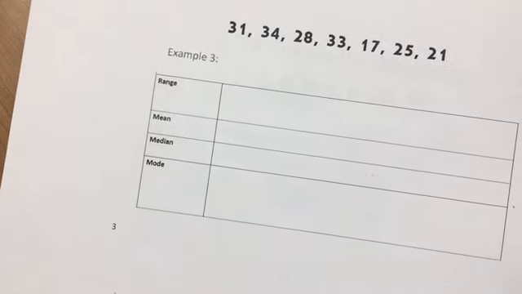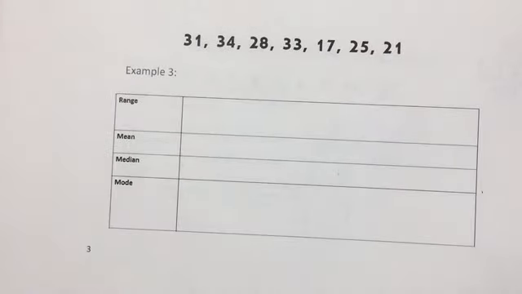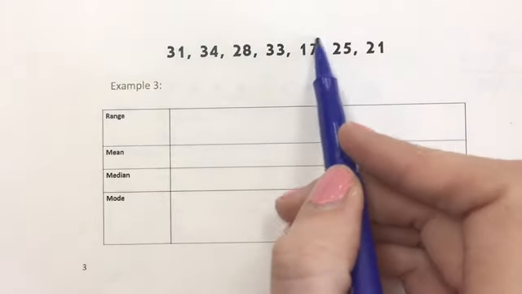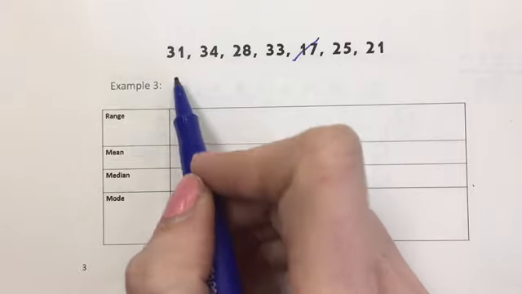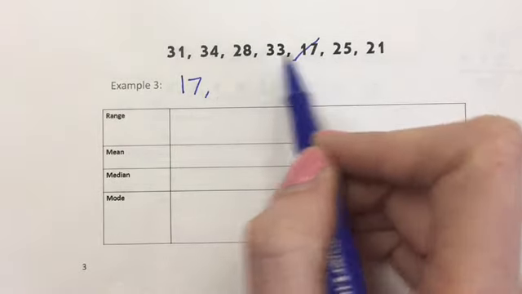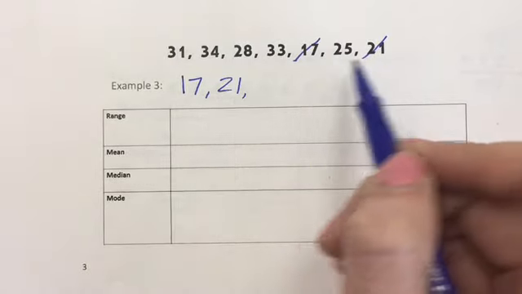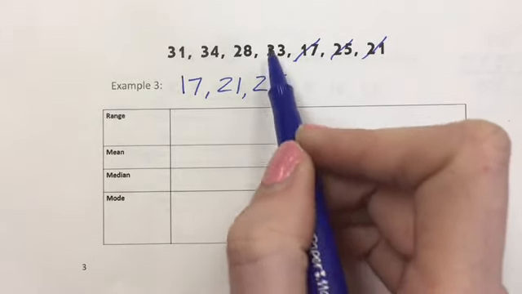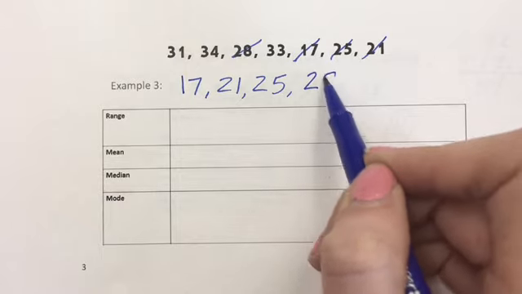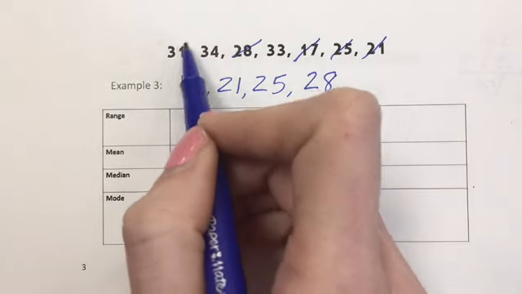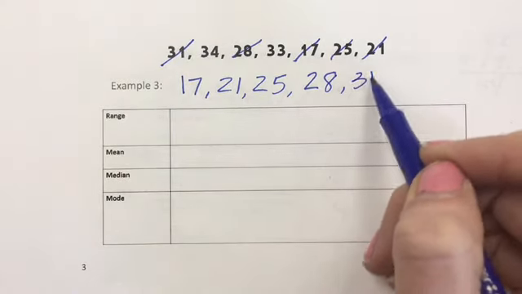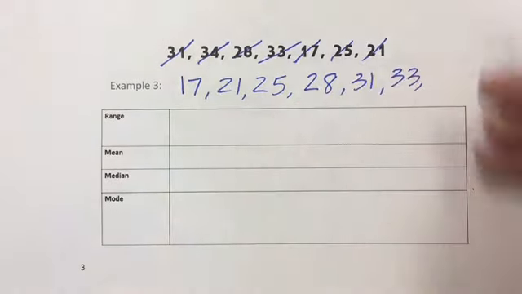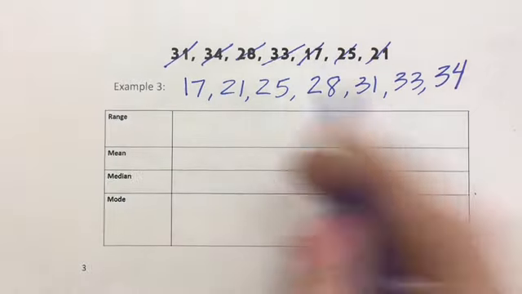So again, the first thing you need to do is order these numbers least to greatest. The smallest number I see here is 17. The next smallest I see is 21, then 25, then 28, then 31, then 33, then 34. Okay, so now they're ordered least to greatest.